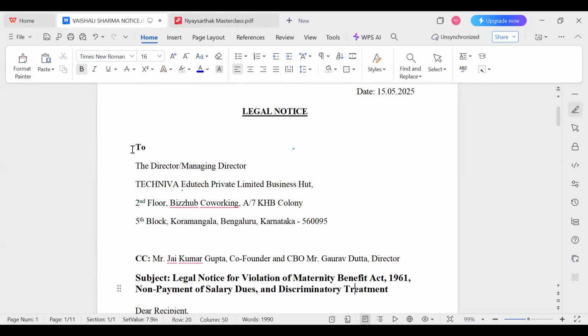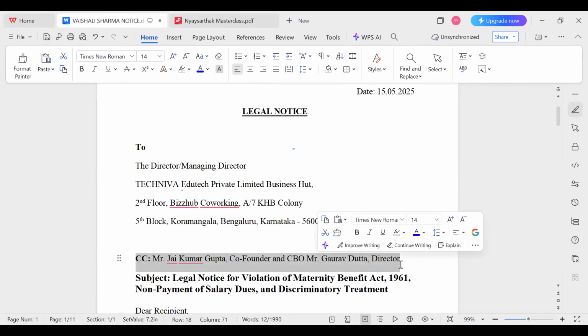So I have written it to the Director, Managing Director, Tech India Advocate Private Limited. This is the address of the other party to whom we are sending the legal notice. And then you can CC this also, or you can skip that part. It's not necessary. I have written it because my client demanded that I send this legal notice to the co-founder and the CBO of the company also. Okay.